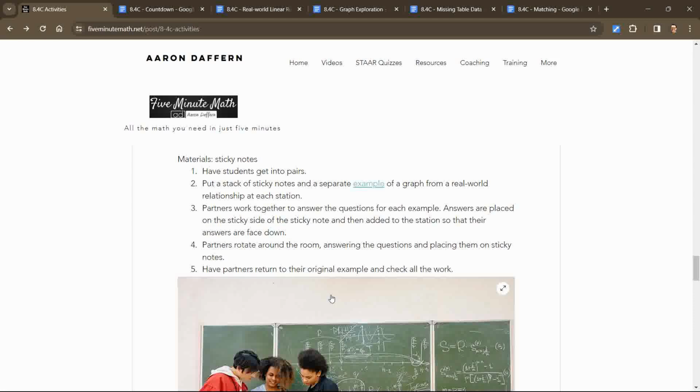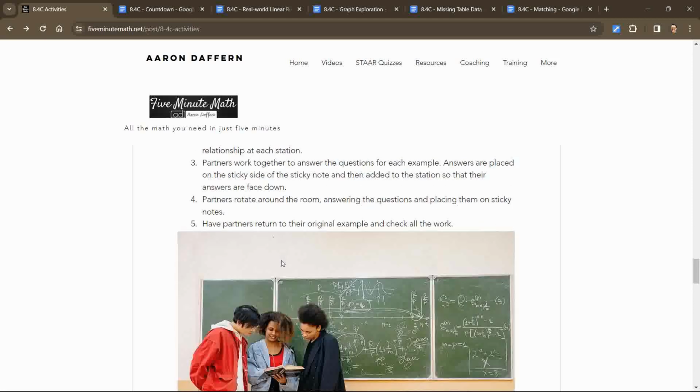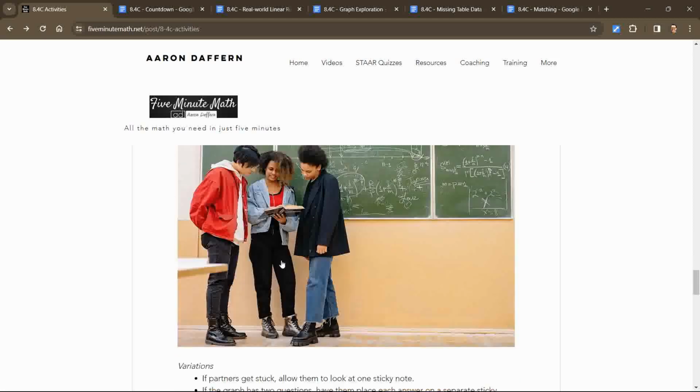And then partners are going to rotate around the room, answering the question at each station, placing their answers on the sticky notes face down so the next group doesn't see immediately the answers of all the previous students that have gone through there. And then once partners have gone through all the stations, they go back to their original problem, and then they can check the work of everyone that rotated through there.